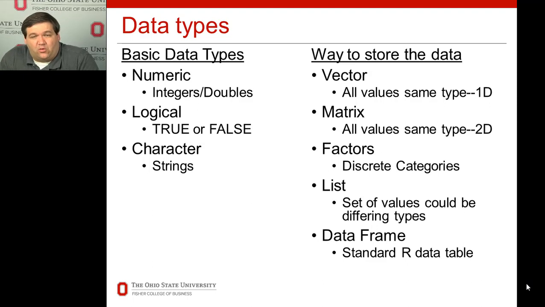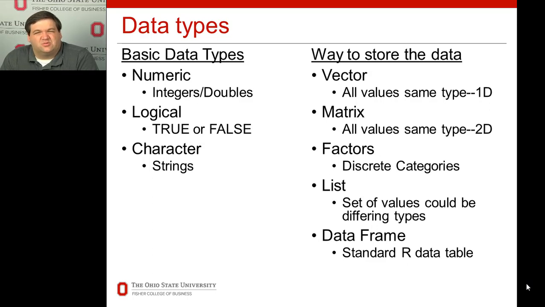The data types that we're going to focus on from a computer standpoint are on the left here, the basic data types. There are a few more data types than just these, but I'm going to focus on these three, which I think they refer to as atomic data types: numeric, logical, and character. Numeric is what you'd exactly expect. It's numbers. And the computer can store them either as integers or doubles.